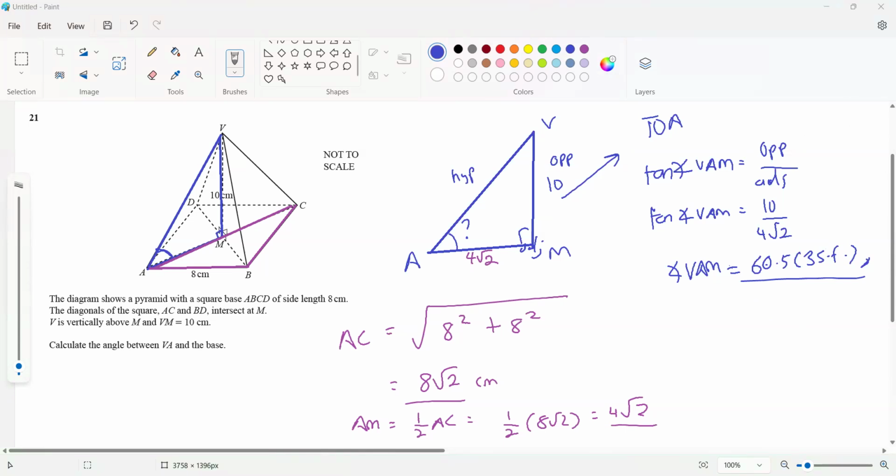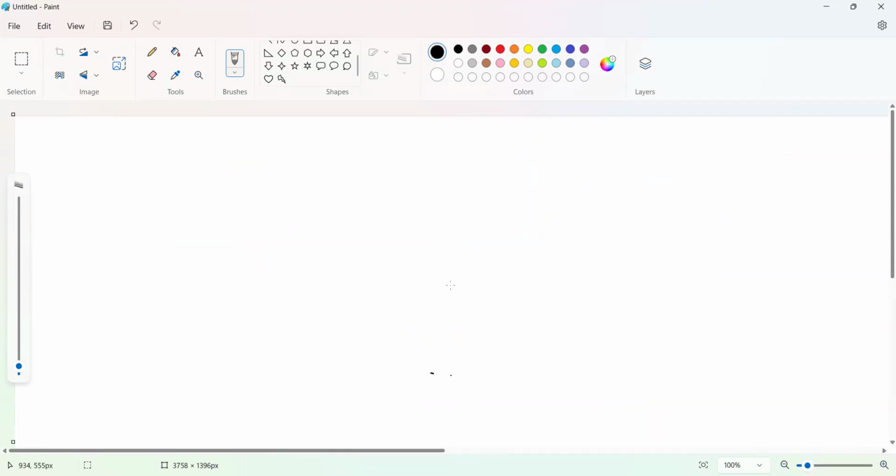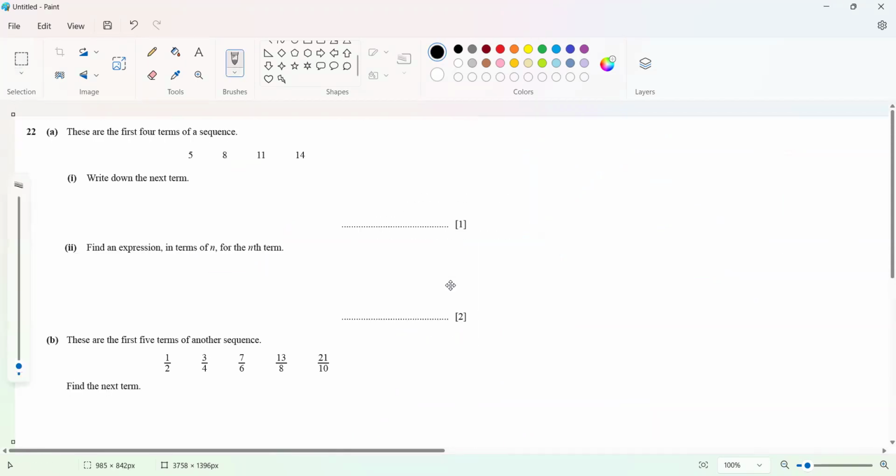So with 21 done, we now have 22A and B. From here, these are the first 4 terms of the sequence. Write down the next term. So from here, 5, 8, 11, 14, we have just plus 3, and plus 3. So of course, the next term is plus 3 as well. So this would be 17. Right.